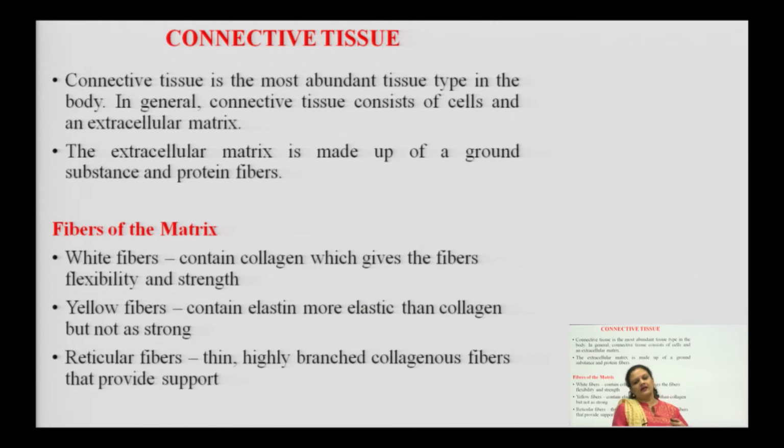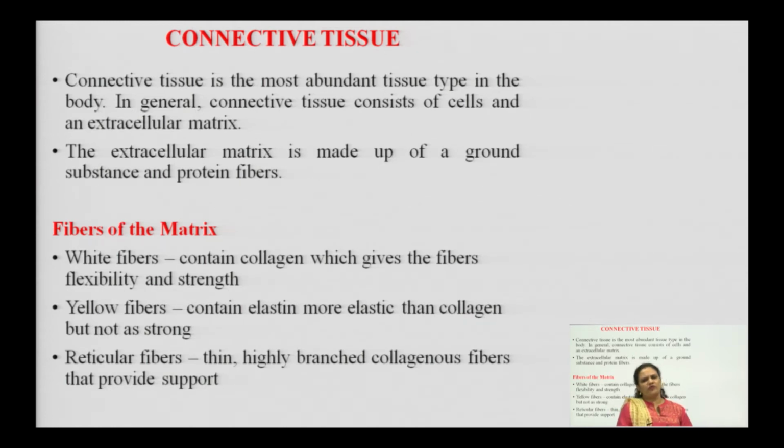Now, coming to the detailed characteristic features which differentiate this specific connective tissue from the rest, like for example, epithelial, smooth muscle tissue and neuronal nervous tissue. Connective tissue is the most abundant type of tissue inside the living body. Remember this line, students, this is found most abundantly inside the living body. In general, connective tissue consists of the same type of cells along with their ECM, that is extracellular matrix. The extracellular matrix is made up of two moieties. The first one is the ground substance and the second is the protein fibers.